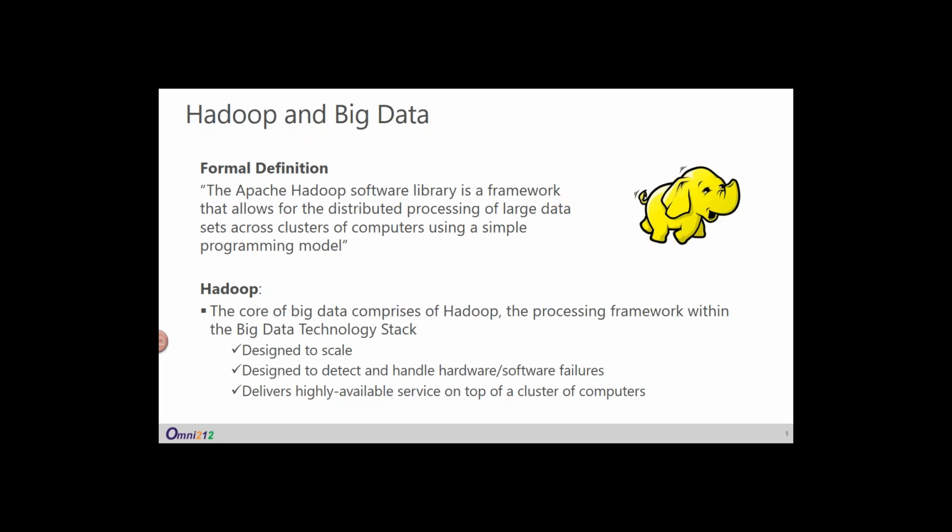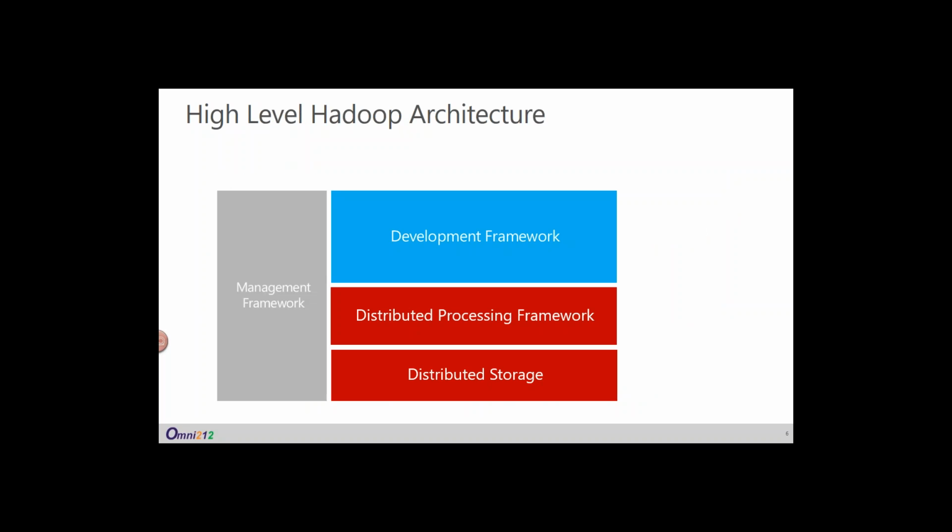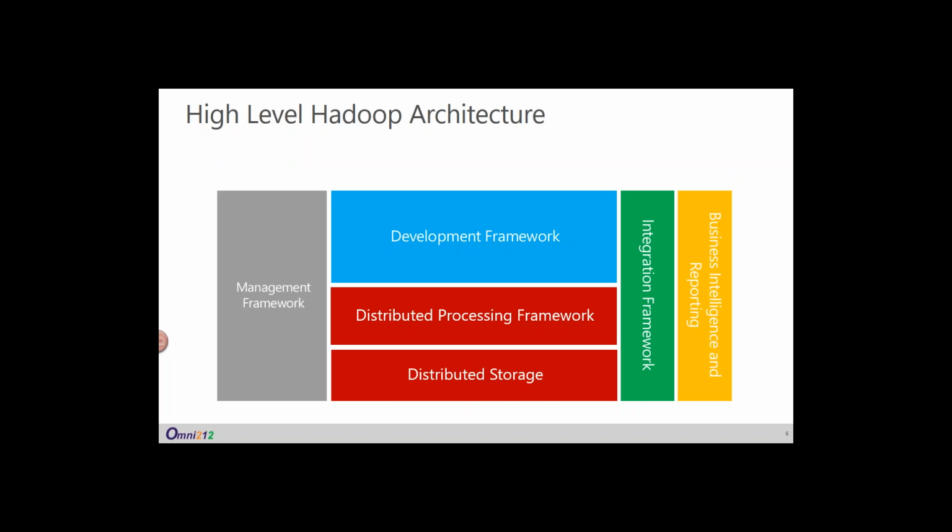Here is the high-level architecture diagram of Hadoop. Here, the elements or the boxes in red show the core components of Hadoop, while all the other colors show additional components. The core components comprise the distributed storage framework, which stores all the data, and the distributed processing framework, which processes the data. The other supporting frameworks are the integration frameworks, which integrate Hadoop data with other external data sources like RDBMS.